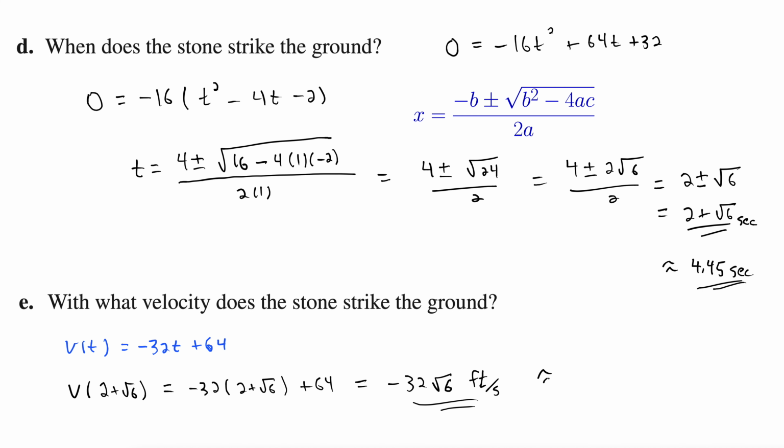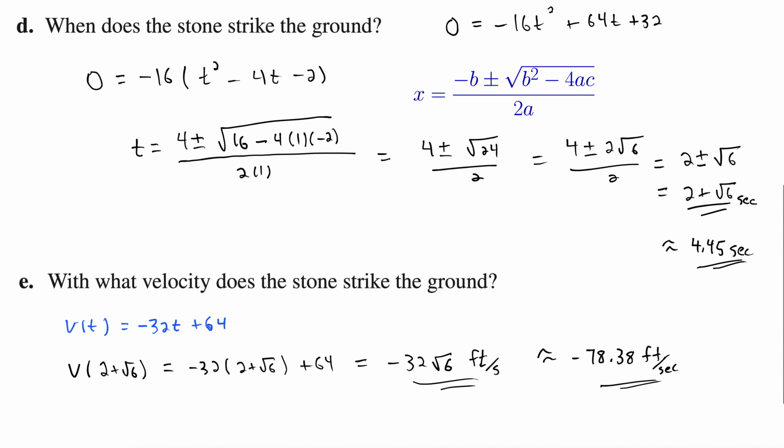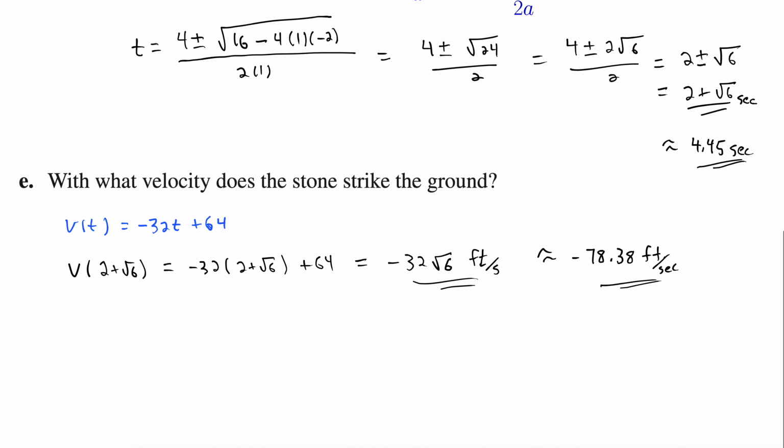And if you want an approximation, you can compute this out. It comes to negative 78.38 about feet per second. Let's just do that. Okay, there we go. And lastly, we have part F.